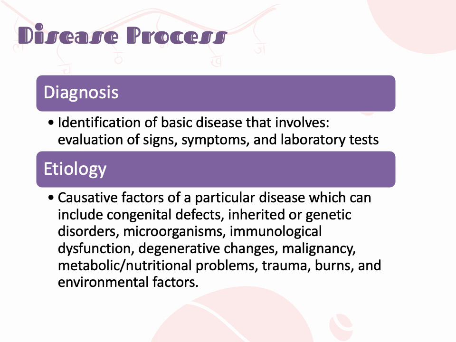And there are several different etiologies that you can go through. You can have trauma, you can have burns, environmental factors, metabolic, nutritional issues, degenerative changes, which generally deals with the aging process. It could be different microorganisms, viruses, bacteria, fungi. You can have immunological dysfunction that doesn't allow you to protect yourself against diseases. It could be inherited or genetic disorders or even congenital defects. Regardless, these are all considered causative factors of a disease process, and some of them can happen in tandem with each other.